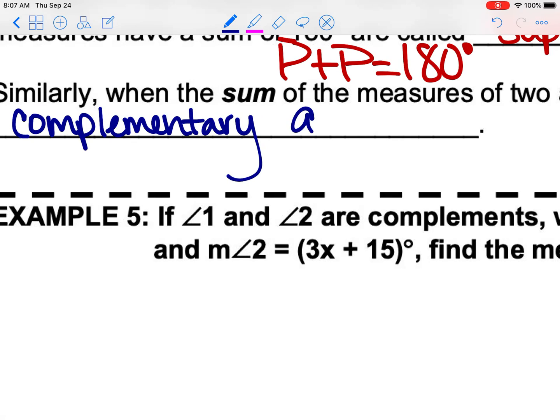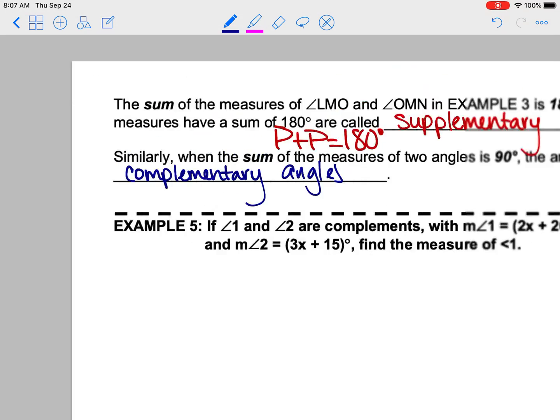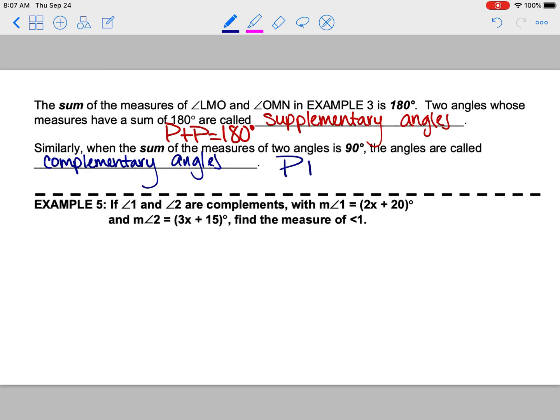And if we have an example with that, we would use part plus part equals 90 degrees. So just look at your keywords in the problem, and that'll tell you which equation to set up. So let's look at example 5 here.